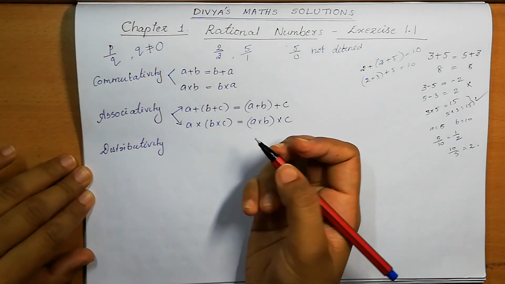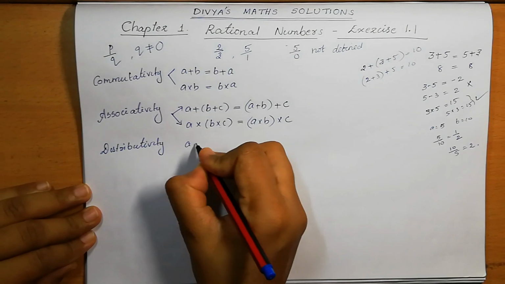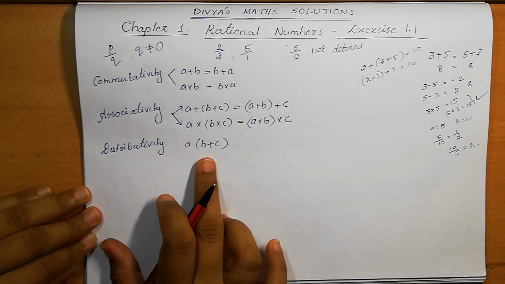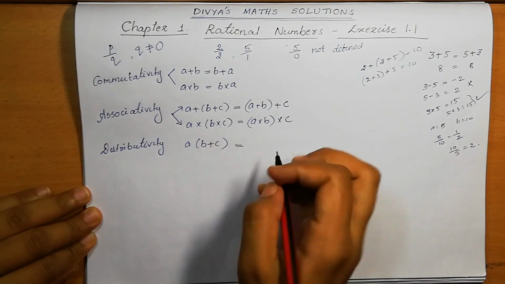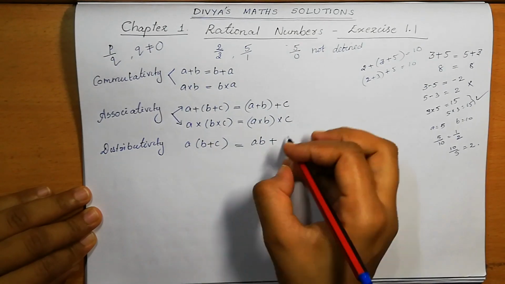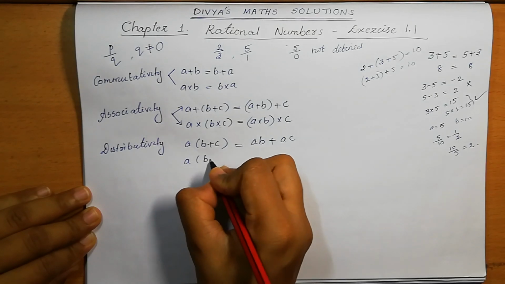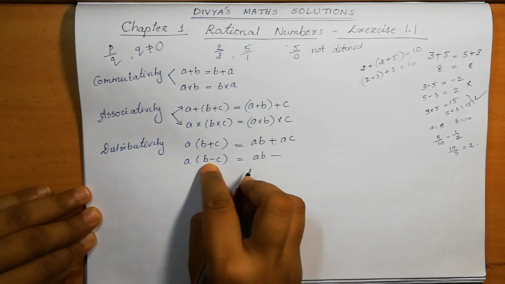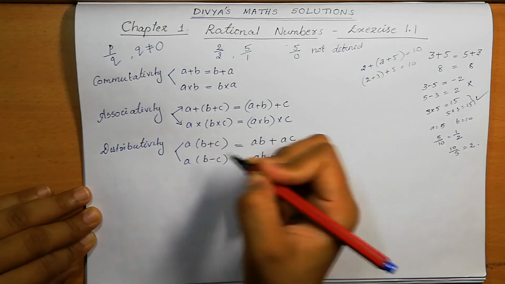Distributivity property. This one is like opening the bracket. So we write a into (b plus c). Here two operations are involved, multiplication and addition. Distributive property: open the bracket. We write a into b, ab, the symbol is plus, a into c, ac. If it is minus, a into (b minus c) equals a into b, ab, minus a into c, ac. This is the distributive property.